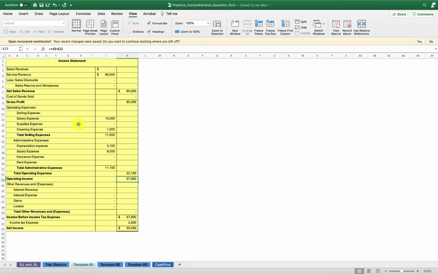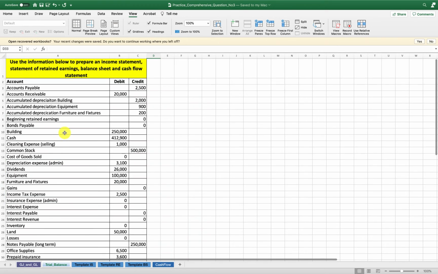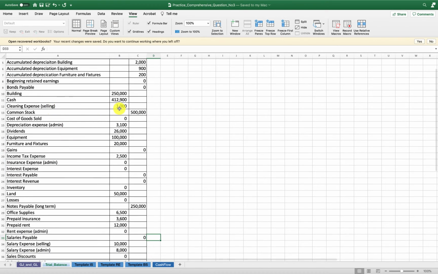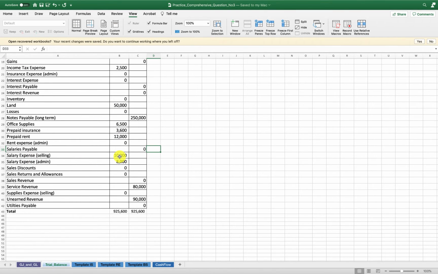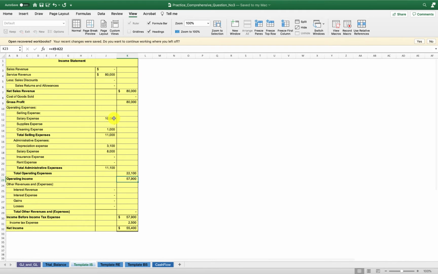Then I look for operating expenses, which is selling expenses and administrative expenses. So any expense that's selling, I include. If I look, I see cleaning expense is 1,000. I see another selling expense, salary expense is 10,000. Supplies expense is 0. So I bring those three over. So I've got 10,000 in salaries and 1,000 in cleaning. That's 11,000 in selling expenses.